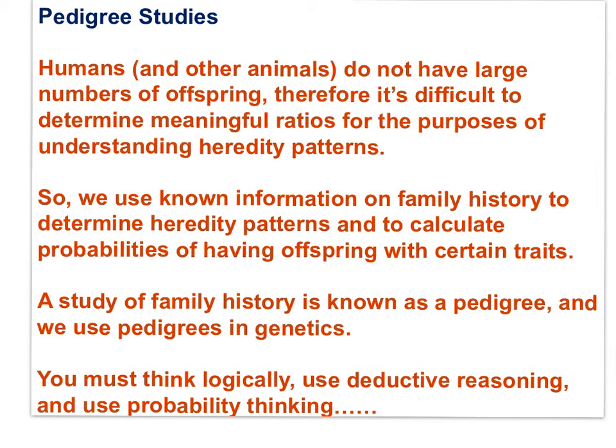Pedigree studies are used to identify the hereditary patterns in humans. Because humans do not have large numbers of offspring, it's difficult to determine meaningful ratios for the purposes of understanding heredity patterns. So we use known information on family history to determine heredity patterns and to calculate probabilities of having offspring with certain traits. A study of family history is known as a pedigree, and we use pedigrees in genetics. You must think logically, use deductive reasoning, and use probability thinking.